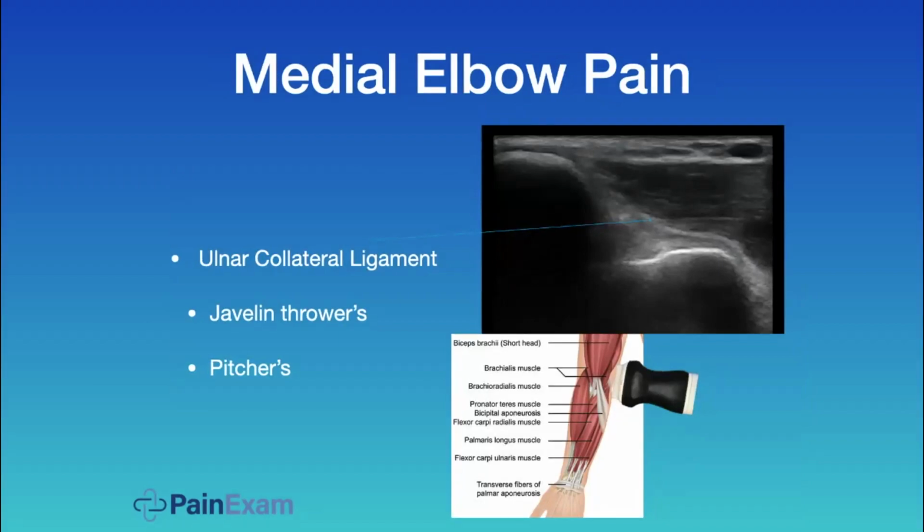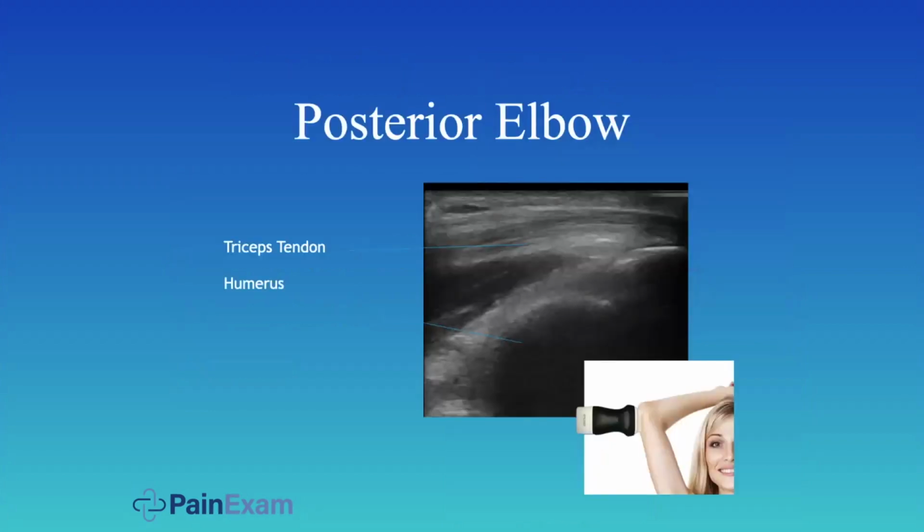Other reasons for medial elbow pain include ulnar collateral ligament pain, which you see in pitchers and, less commonly, javelin throwers. And here's an image of the ulnar collateral ligament, as well as where the ultrasound would be to image the ligament. Posterior elbow, you have the triceps tendon and the humerus. I'm basically just imaging like this. You could also do a cross-sectional view.